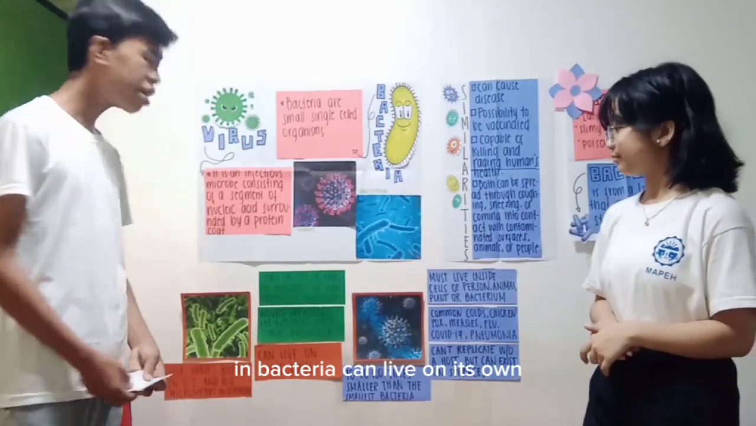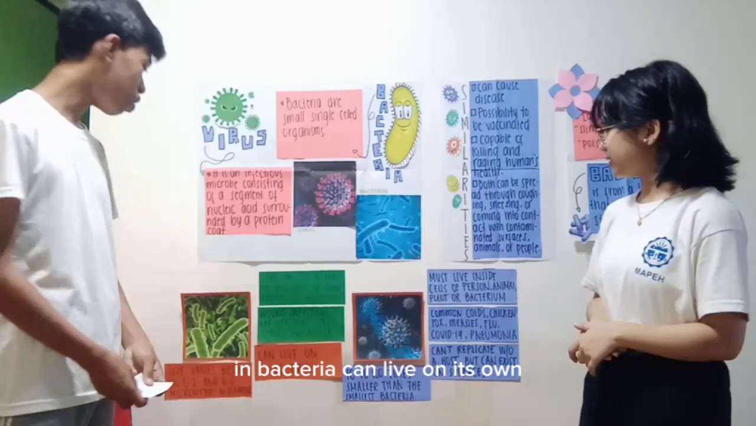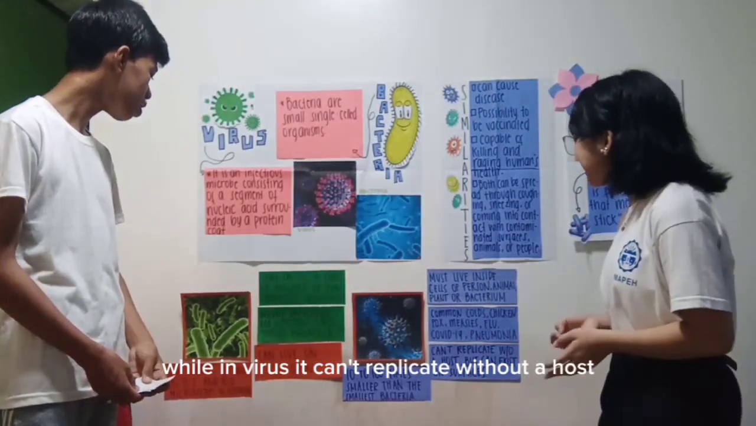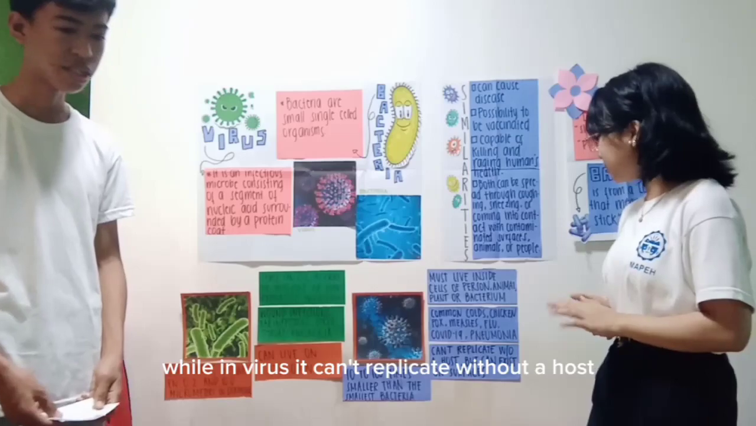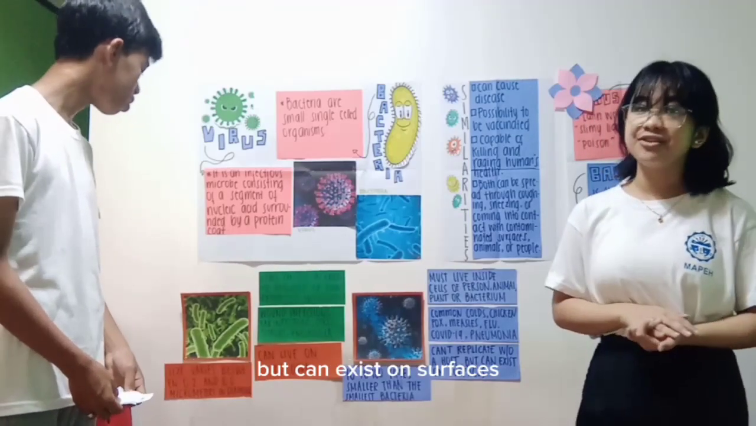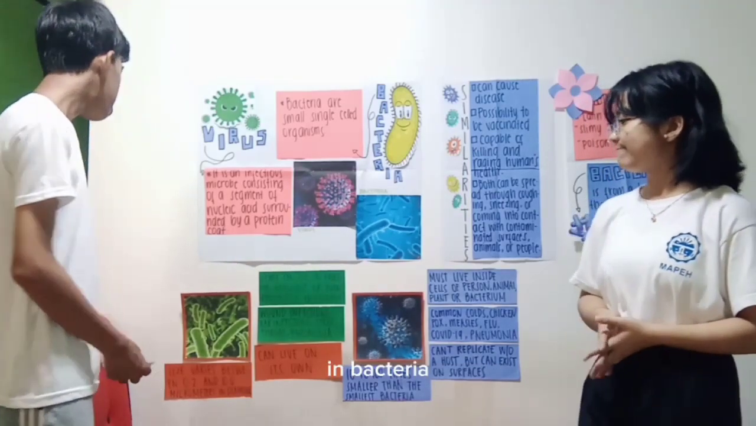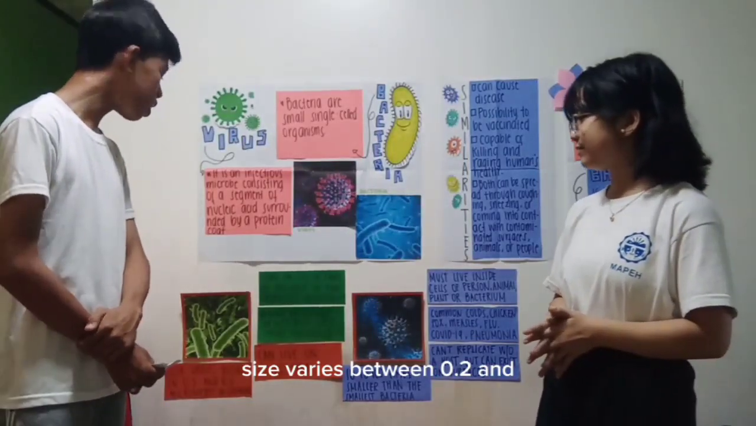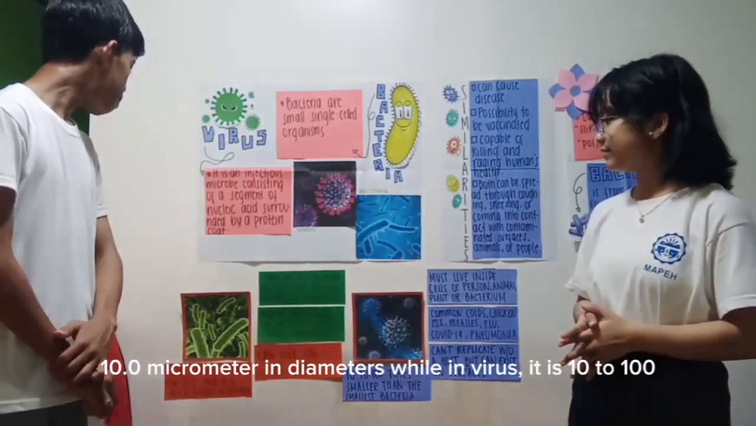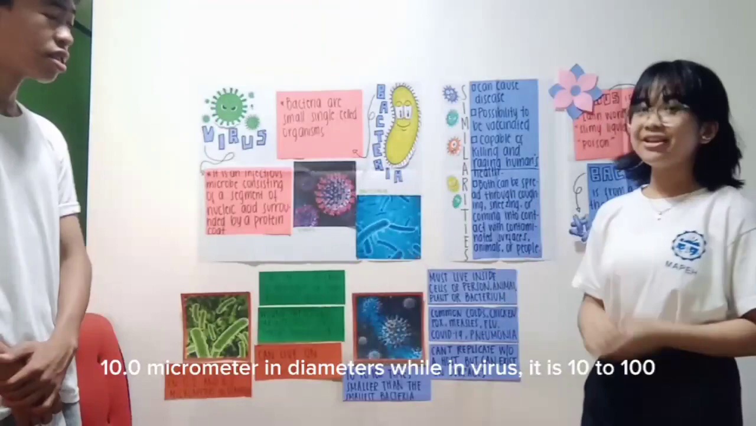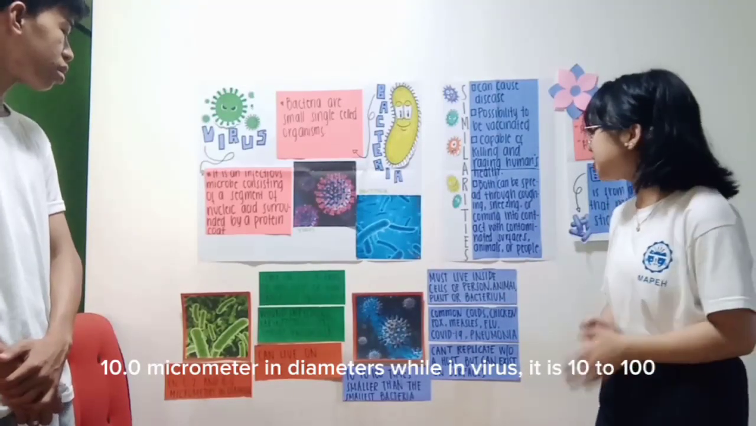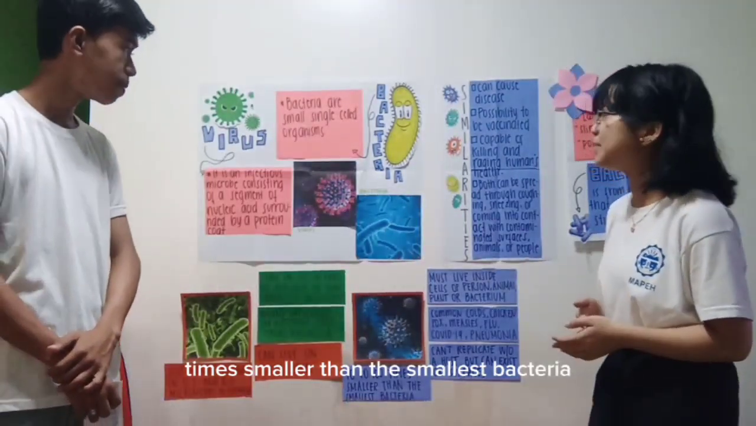Bacteria can live on their own. While a virus can't replicate without a host, but can exist on surfaces. In bacteria, size varies between 0.2 and 10.0 micrometers in diameter. While a virus is 10 to 100 times smaller than the smallest bacteria.